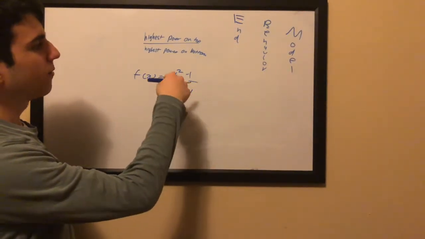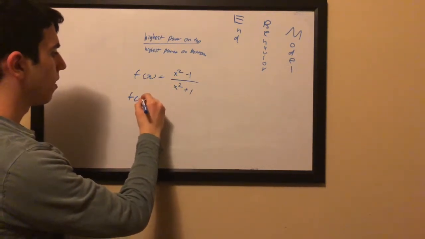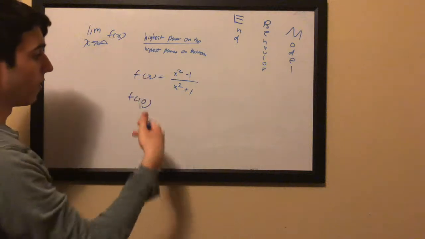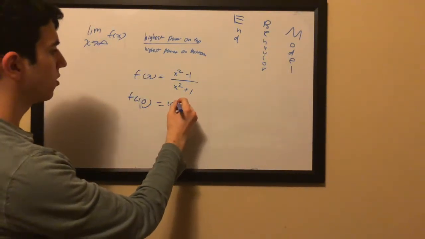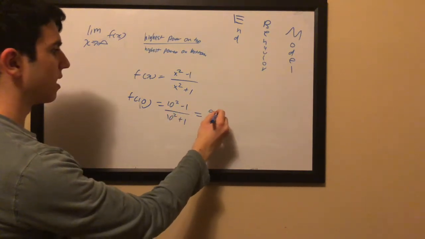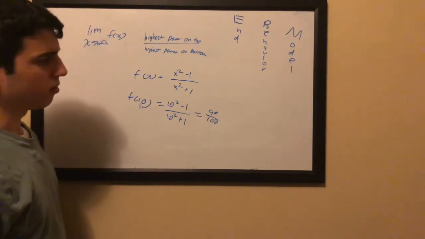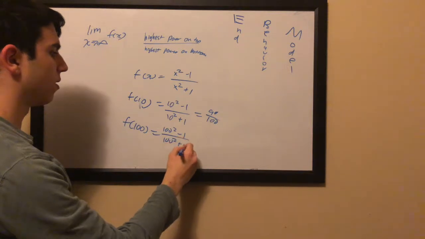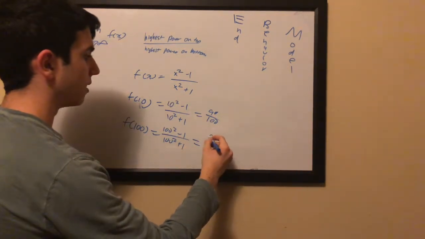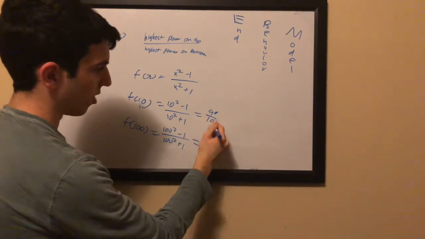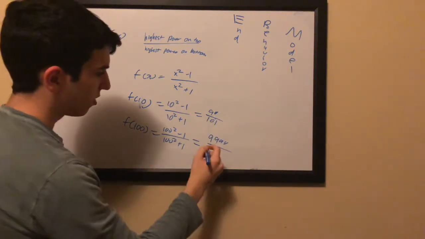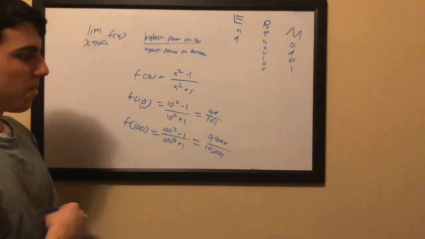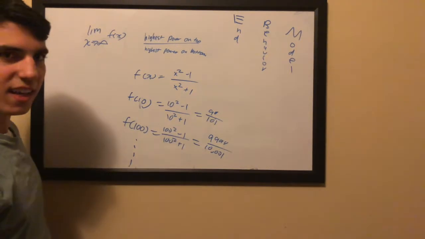So let's try first 10. So this should be f of 10, and let me just write this up here so that we know why we're doing this. Limit as x approaches infinity of f of x, we're just going to be plugging in larger and larger values. So f of 10 equals 10 squared minus 1 over 10 squared plus 1, which is 99 over 101. Sorry about that. Very close to 1, but not exactly 1. Let's try f of 100. F of 100 is 100 squared minus 1 over 100 squared plus 1, and 100 squared is 10,000. 10,000 minus 1 is 9,999, and this right here is 10,000 plus 1, so 10,001. And that's even closer to 1 than the first one was. And if we continue this, we're going to find that it gets infinitely close to 1.